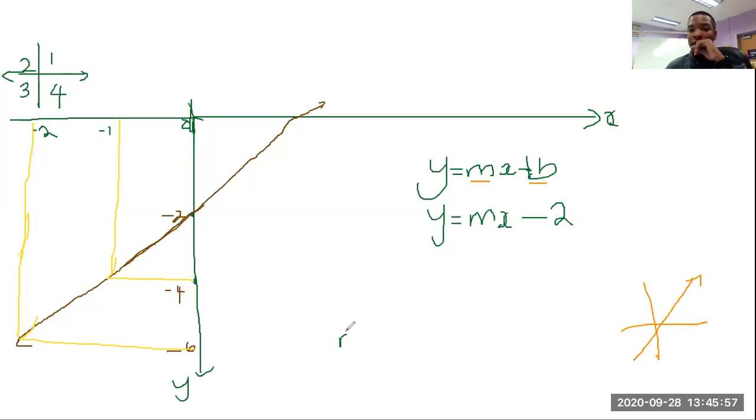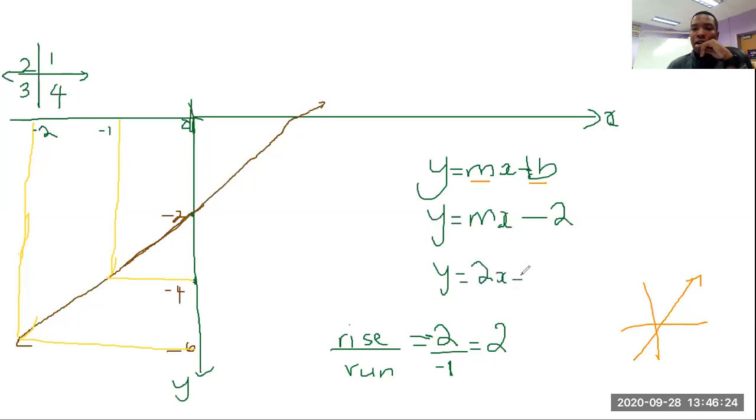So my rise, in this case, it's my fall. It's my fall over run. All right, because I'm going down 2 each time. I'm going down by -2, but then I'm also having a run of -1. And then a negative divided by a negative is positive, and 2 divided by 1 is 2. So my equation is y equals 2x minus 2. All right. And this is kind of how we go in and solve and find b and find what m is. And it just takes time and practice.